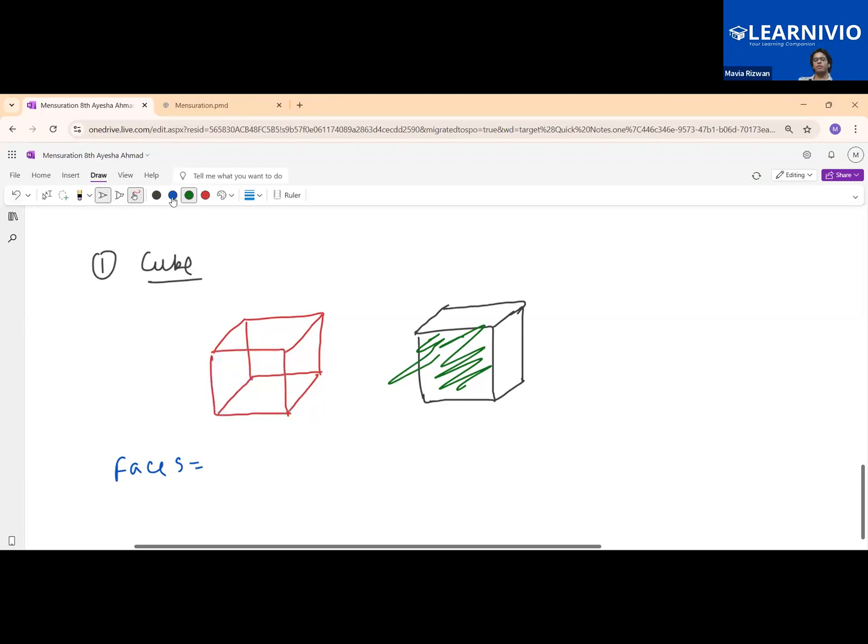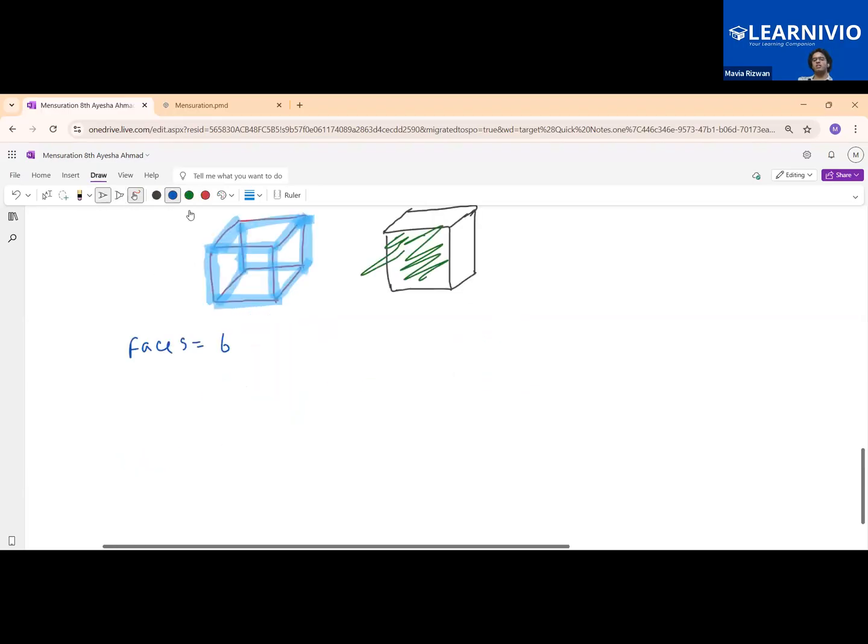8. 1, 2, 3, 4, 5, 6, 7, 8. No, but there are more than 8 edges. I'll tell you why. This is the edge, right? These are edges. Like you must have seen edges of a table. So this is also an edge. 2 edges, 3 edges, 4 edges, 5, 6, 7, 8, 9, 10, 11, 12. So there are 12 edges in a cube. Edges is 12.